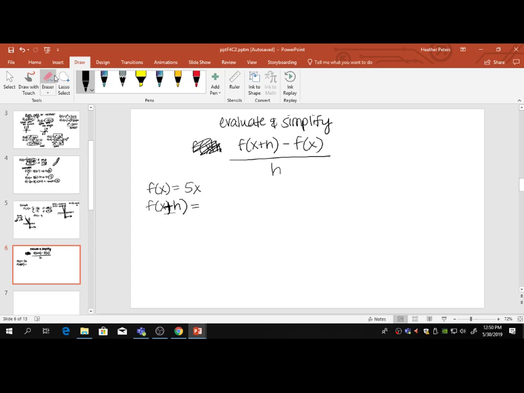So that means to plug in x plus h instead of x. So it's going to be 5, and instead of x, we'll put x plus h. And then if you simplify that, distribute the 5, that's 5x plus 5h.